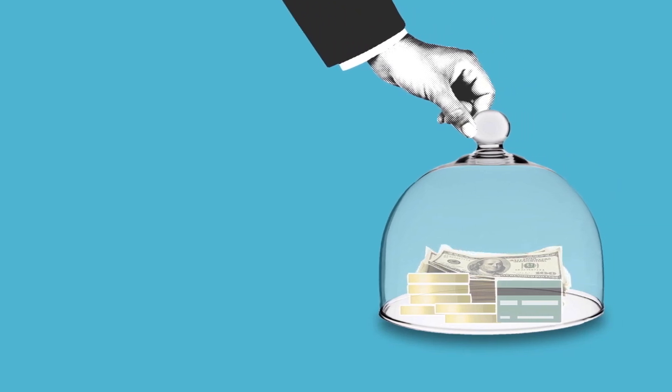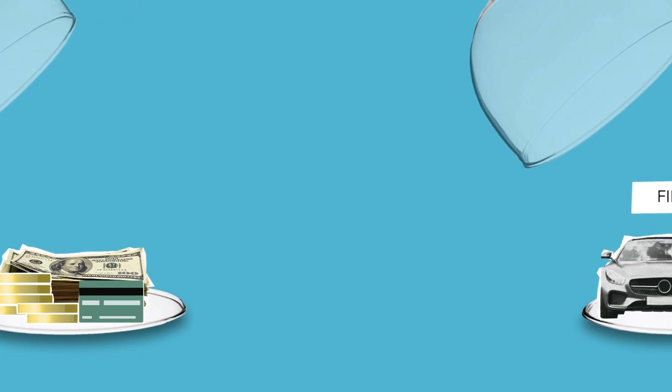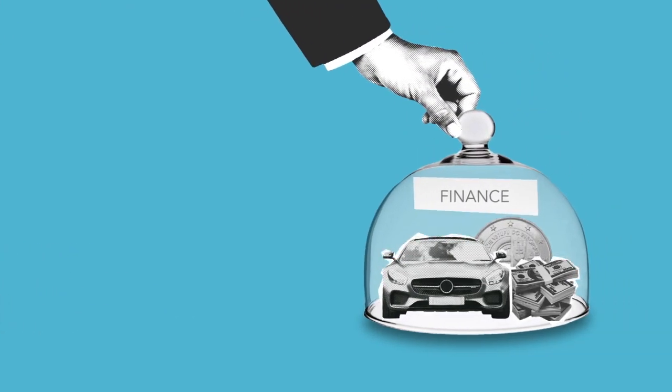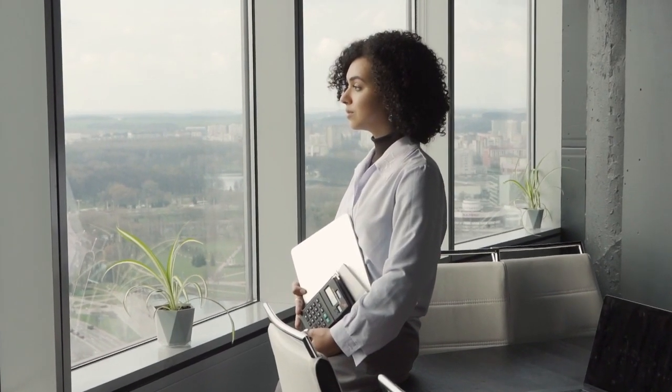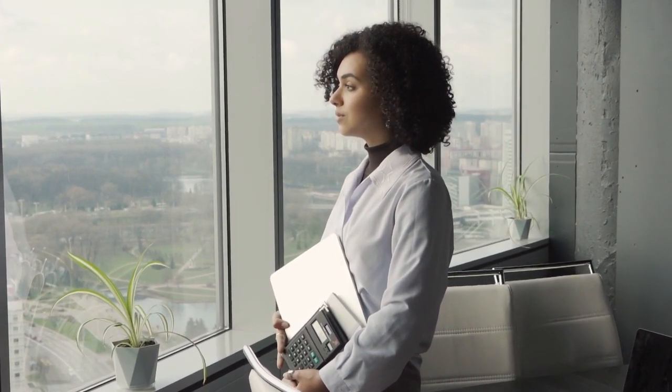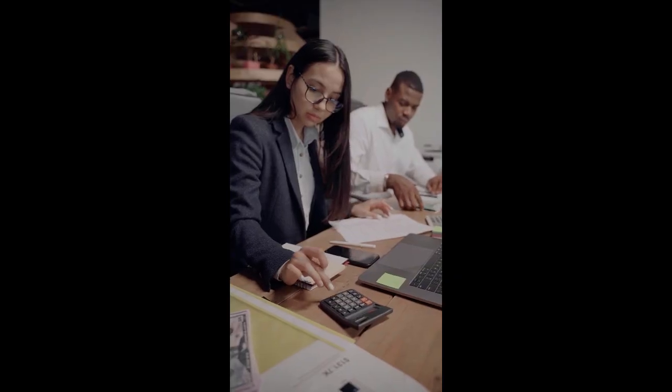Efficiency ratios. Inventory turnover ratio. Formula: cost of sales divided by average inventory. Example: if cost of sales is $1 million and average inventory is $200,000, the inventory turnover ratio is 5. Days sales outstanding, DSO. Formula: accounts receivable to total credit sales, times number of days. Example: if accounts receivable is $50,000, total credit sales are $500,000, and the collection period is 30 days, DSO is 3 days.